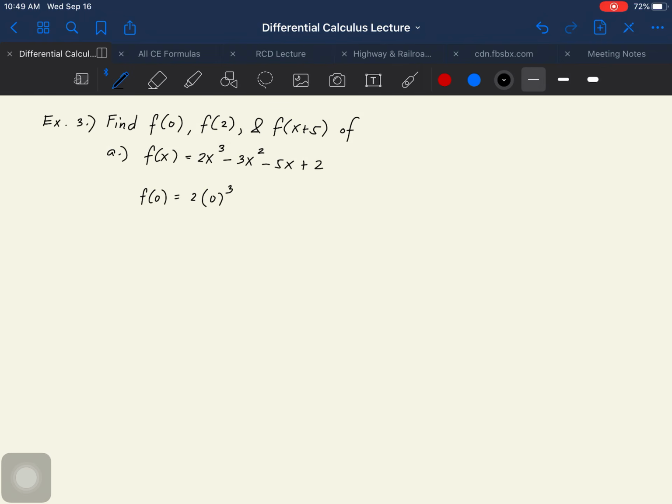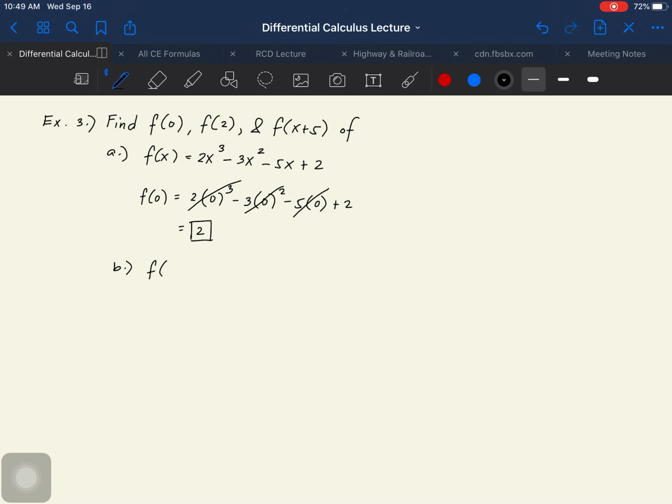2 times 0 raised to 3, minus 3 times 0 squared, minus 5 times 0, plus 2. What happens? Well, this is 2 multiplied to nothing, 3 multiplied to nothing, 5 multiplied to nothing. What's left is positive 2. And that is the answer. Quite nice? Yeah, quite nice.